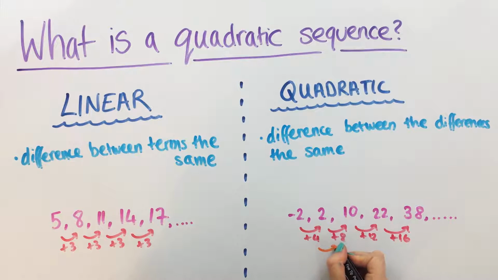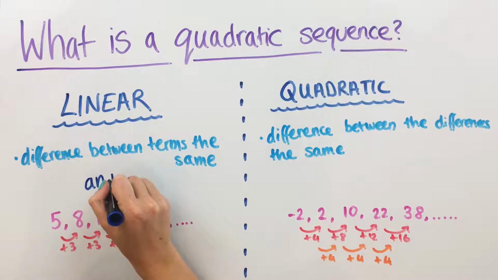So to get from 4 to 8, you plus 4. To get from 8 to 12, you plus 4. And to get from 12 to 16, you plus 4 too. Therefore, the difference between the differences, or the second difference, is the same. Therefore, this is a quadratic sequence.